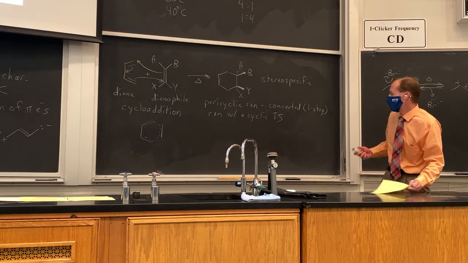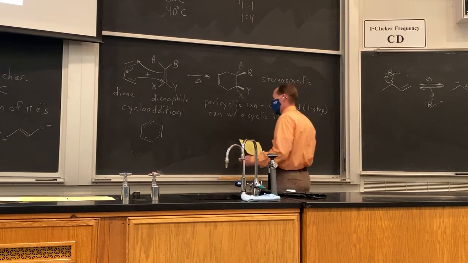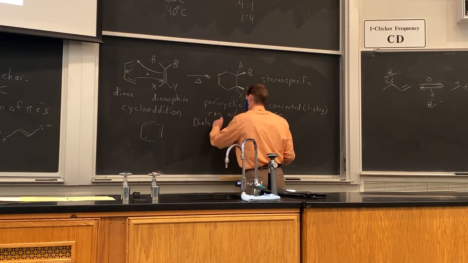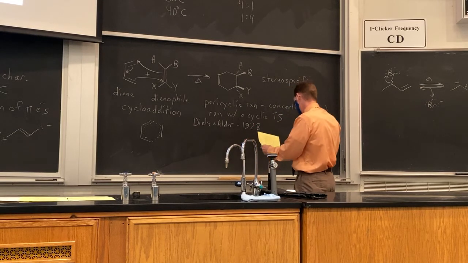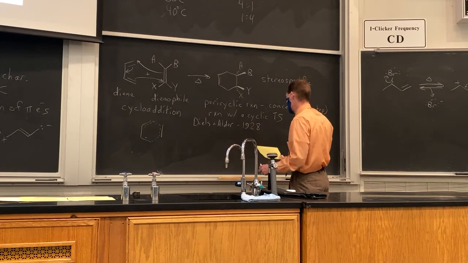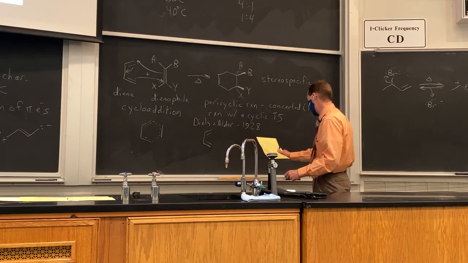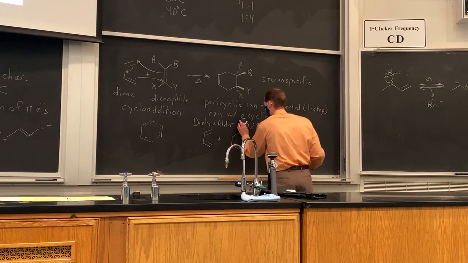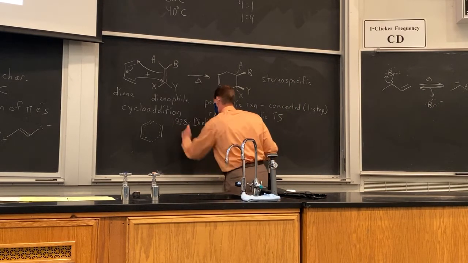So a little bit of interesting history behind the Diels-Alder reaction. Otto Diels and Kurt Alder in 1928 reported the first example of the Diels-Alder reaction. So they took 1,3-butadiene and they reacted it with this dienophile. I didn't give myself enough room to draw the dienophile. So let me write the 1928 over here.